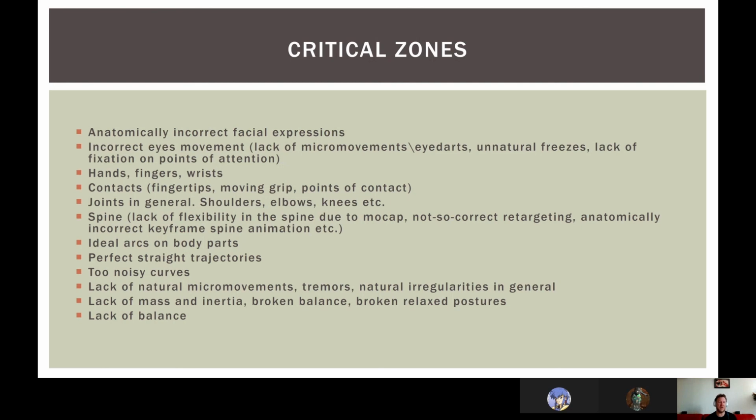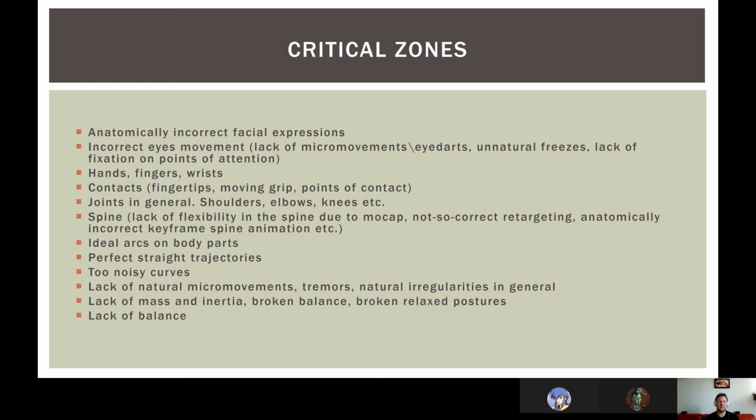So because of that, when animating in IK, you need to keep in mind that even if you're animating the arms, the feet, whatever, or contacts, you need to create arcs, not ideal, but arcs, not straight lines. If you're just animating pose to pose and you have a straight line, it will break the appeal of the whole animation.